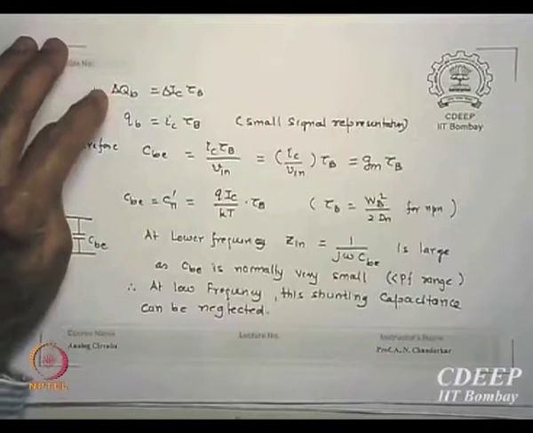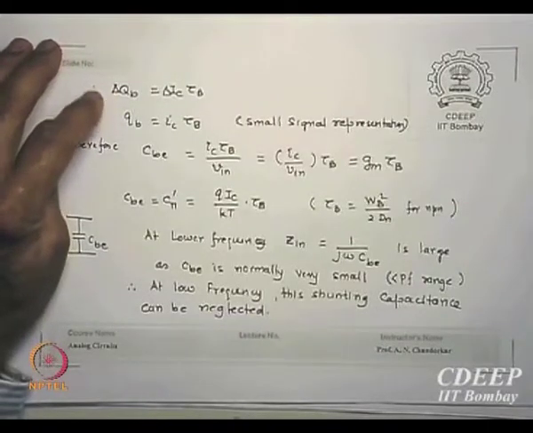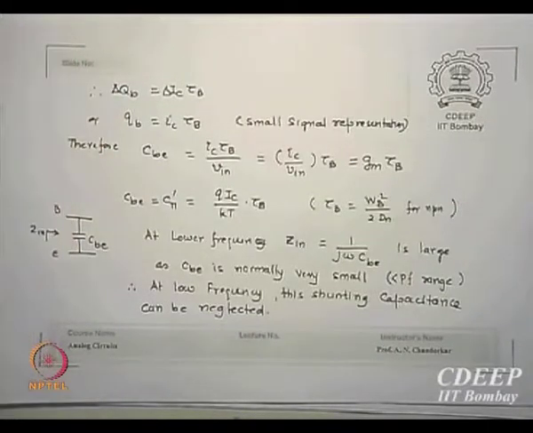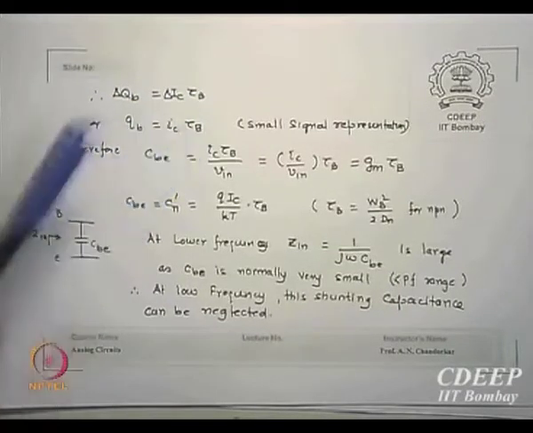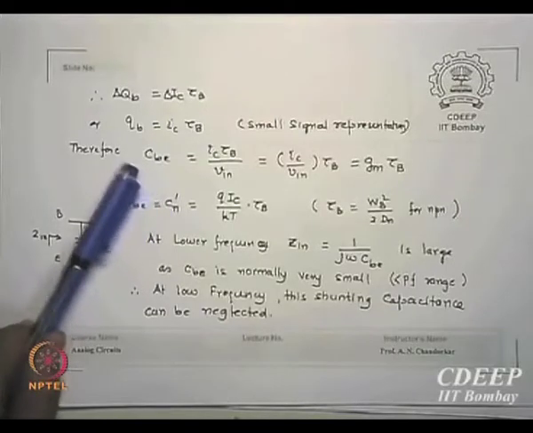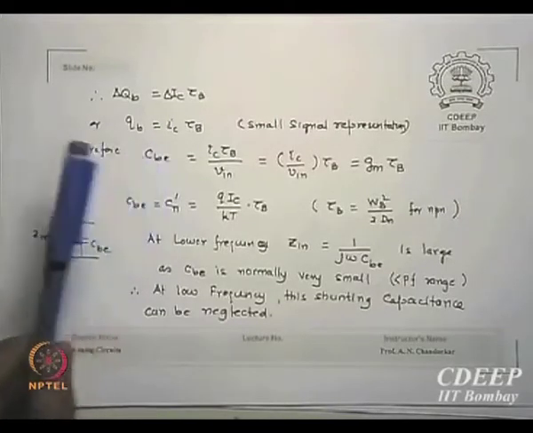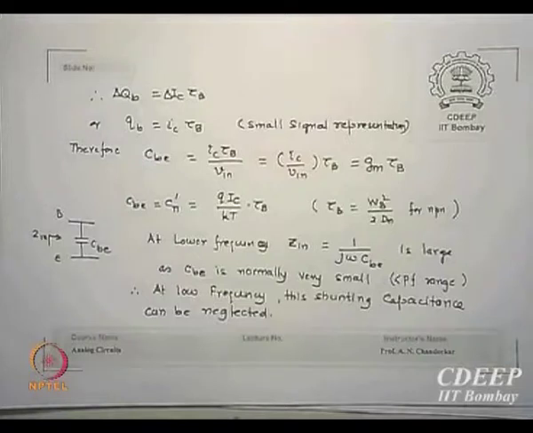Since I say delta QE is the same as delta QB, delta QE is equal to delta QB is delta IC tau B, or QB is IC times tau B. Therefore the CBE, by the way, is called diffusion capacitance. Why was it called diffusion capacitance? It's related to the diffusion phenomena of carriers in the base.